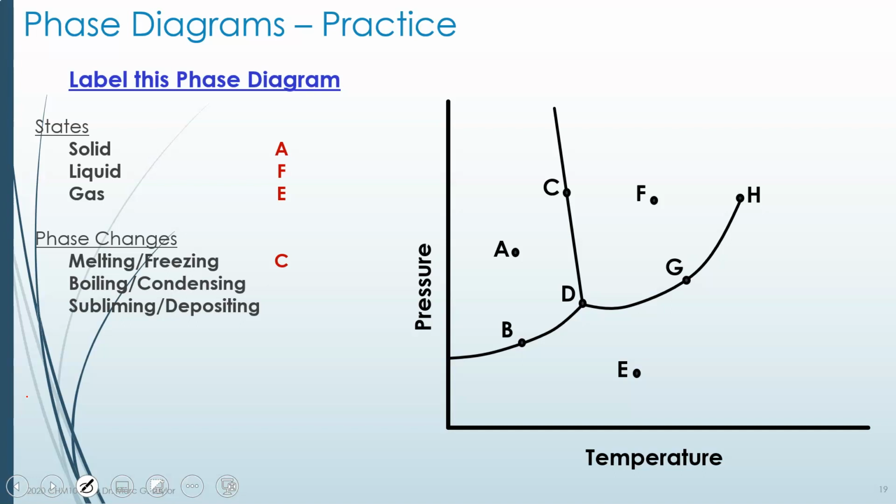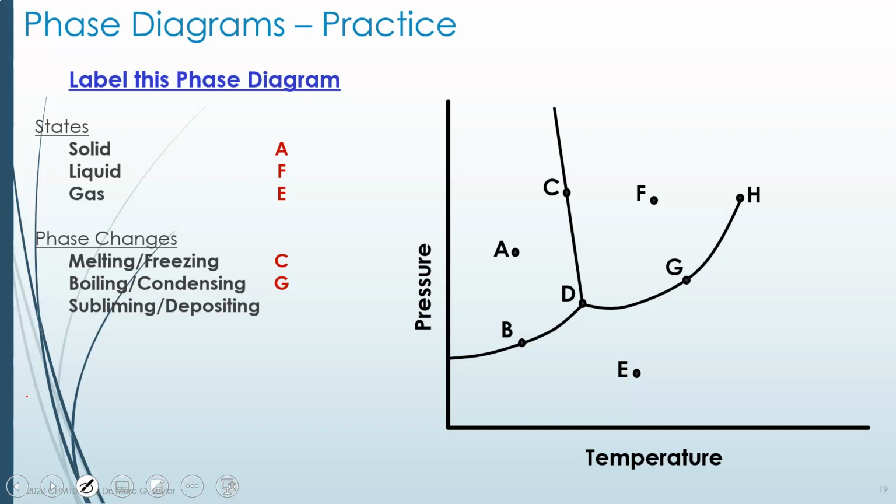Boiling and condensing, that would be going between liquids and gases, so that's between the area where F is at and the area where E is at. So anything on that line between D, G, and H would represent the transition from liquid to gas or gas to liquid, otherwise known as boiling or condensing. So anywhere going from one side of that line to the other, and G is just one of those many points.